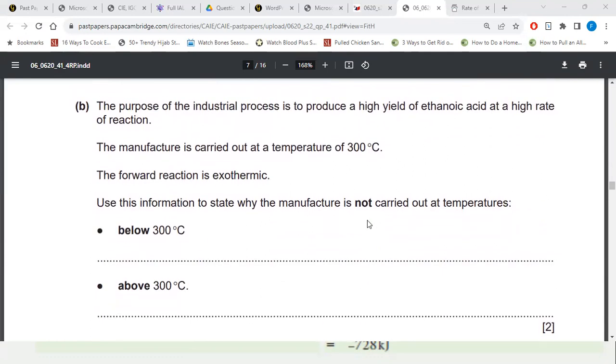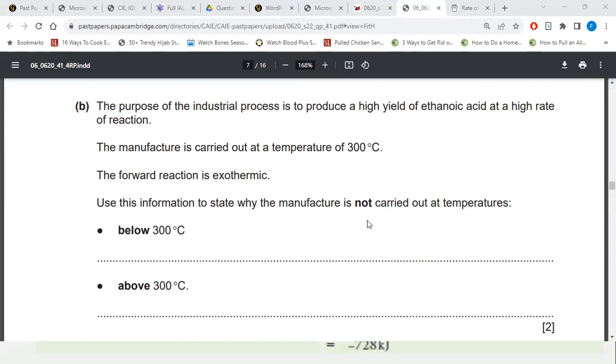Now they're saying the purpose. Again, don't get confused by the question. They're asking you the same thing that we were discussing in all the questions, but just in a different way. The purpose of the industrial process is to produce a high yield of ethanoic acid at a high rate of reaction. So they want a lot of product and they also want the rate of reaction to be high. They want a lot of product and they want it quickly.